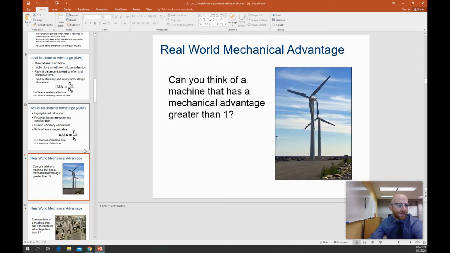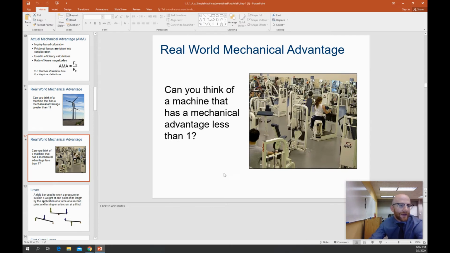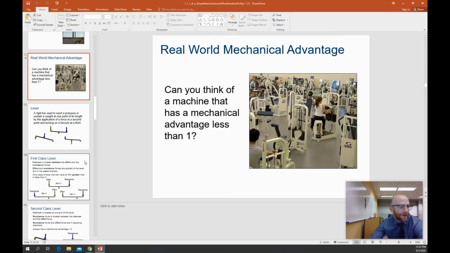Okay, then they give some real world mechanical advantage examples. Can you think of a machine that has a mechanical advantage greater than 1? It's like anything that the machine is used for. But what about a machine that's less than 1? Think about workout things. They're meant to give us resistance. That's why with resistance, it can help us get stronger, right? So there are machines in the workout room that take more effort than the output. Think about something with a pulley on it to make it harder to pull up. Kind of interesting.